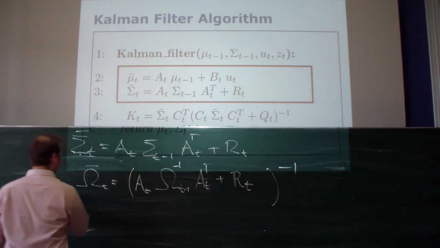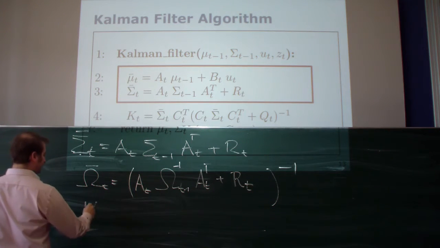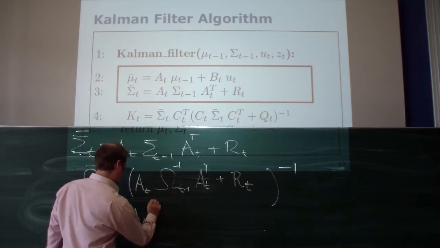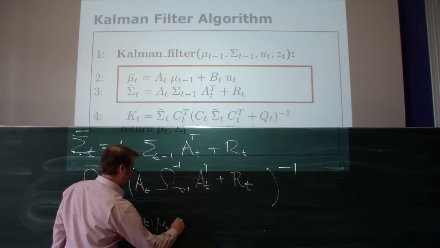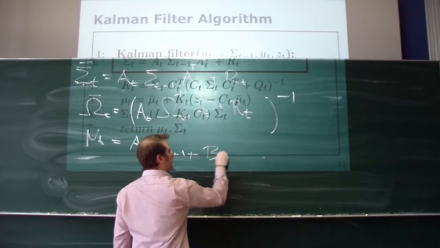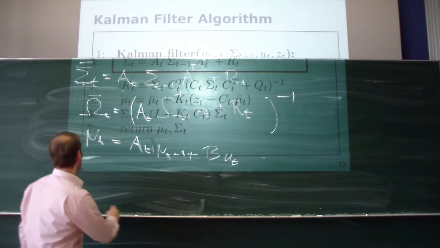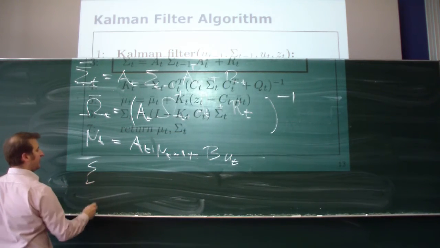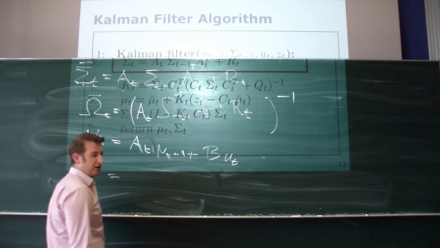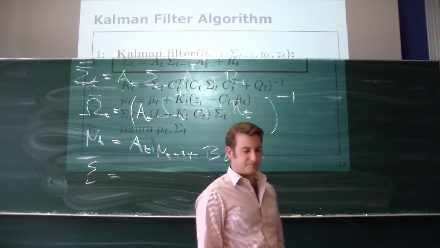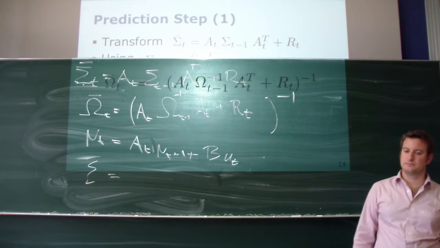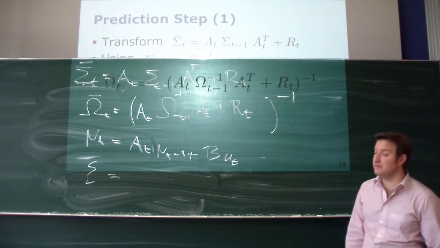Next, the second thing was the mean, A_t mu_{t-1} plus B_t u_t, and if we don't want to have psi, how do we have to replace that? What was the mean?